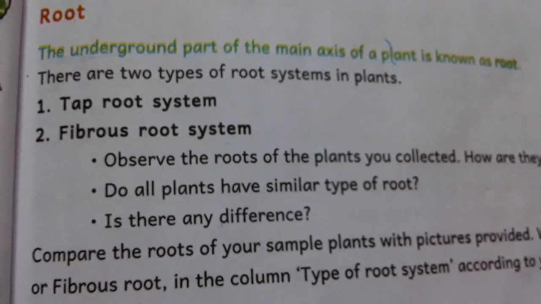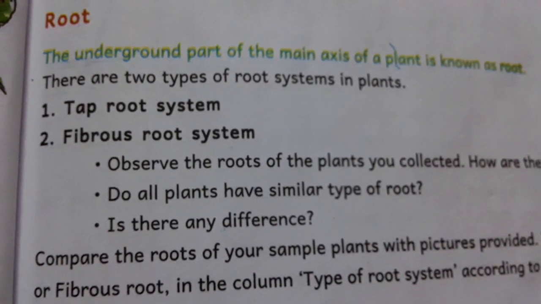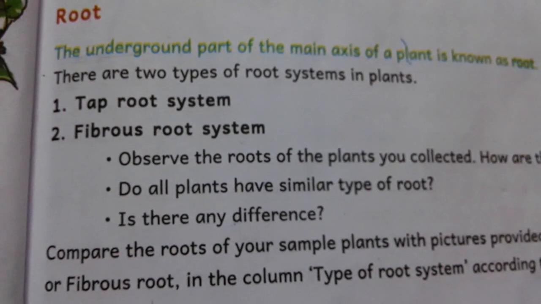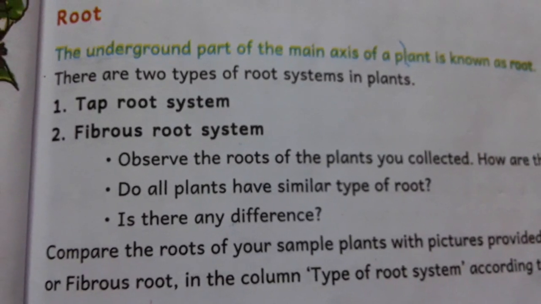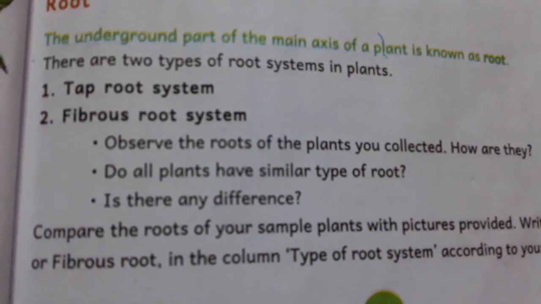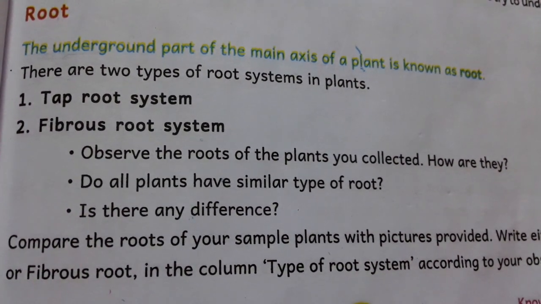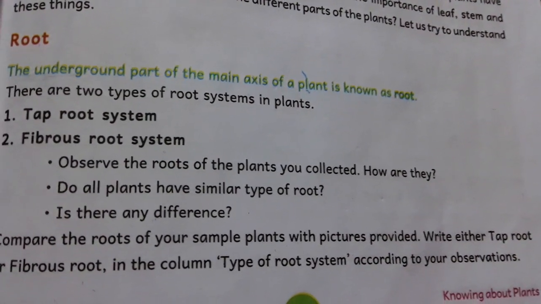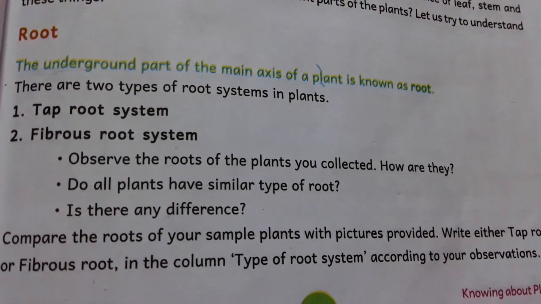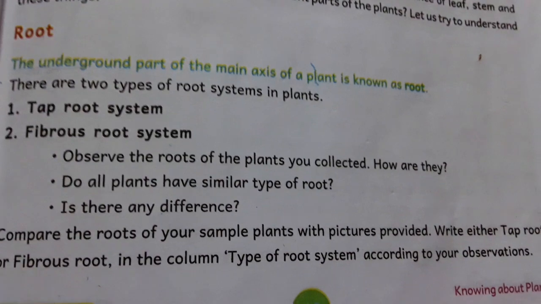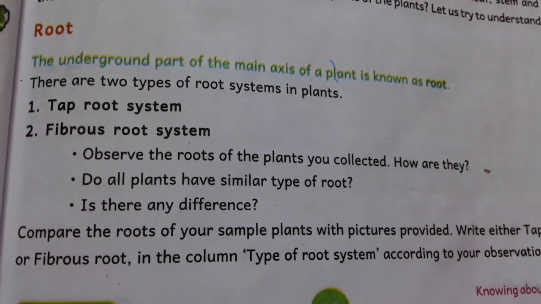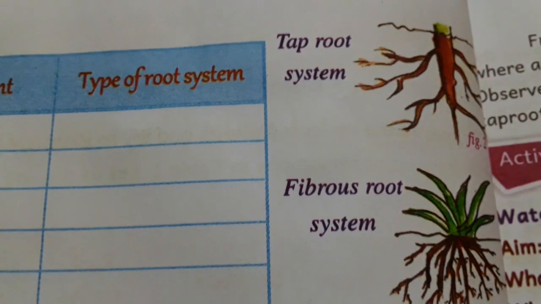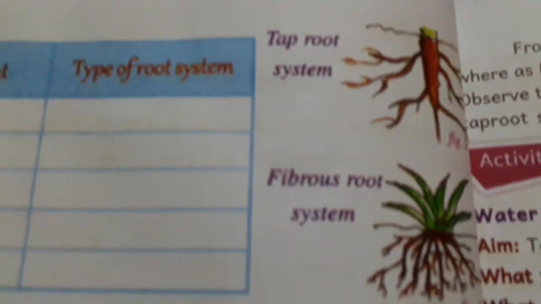There are two types of root systems in plants. What are they, children? Taproot system and fibrous root system. And compare the roots of your sample plants with the pictures provided and write either taproot or fibrous roots in the column types of root system according to your observation. And see, they have given taproots and fibrous roots.